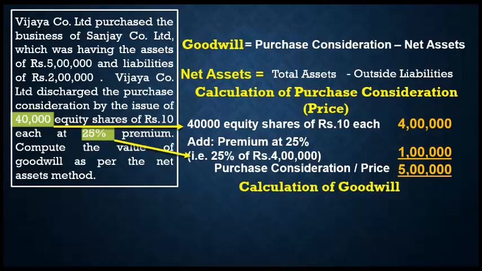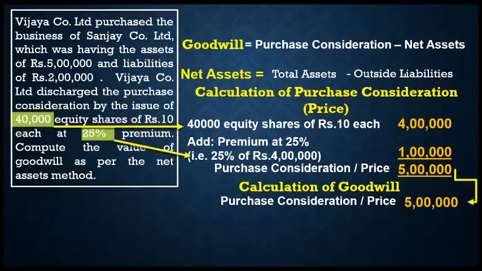Now, calculation of goodwill of Sanjay Company. Now, the purchase consideration or price paid by Vijay Company to Sanjay Company, already calculated, rupees 5 lakh. This is purchase price. Now, we have to deduct the net assets of Sanjay Company.